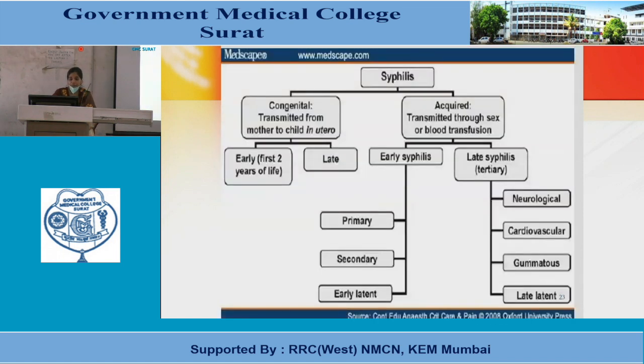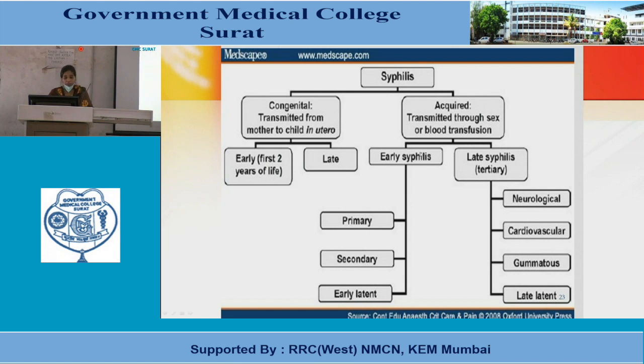So over here I also explained syphilis. It may be congenital or acquired. Congenital is transmitted from the mother to the child in utero, and it is early when it occurs within 2 years of life, and late after 2 years. Acquired is transmitted through sex or blood transmission.